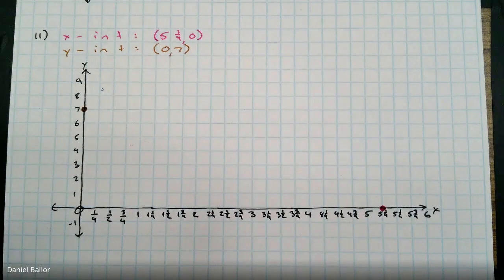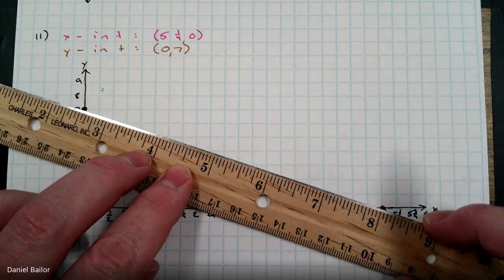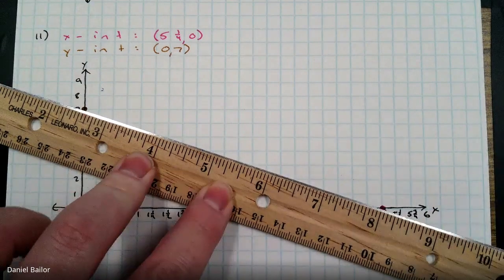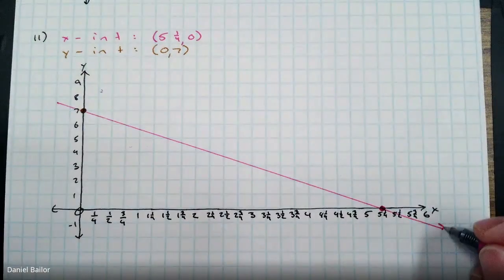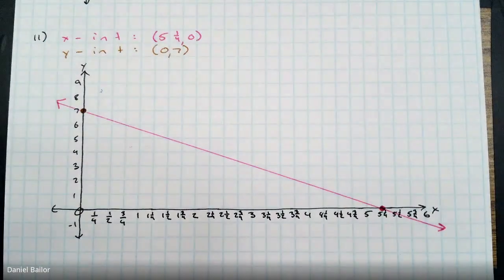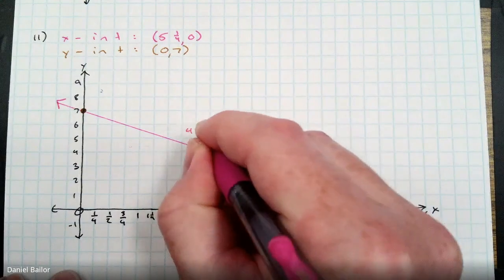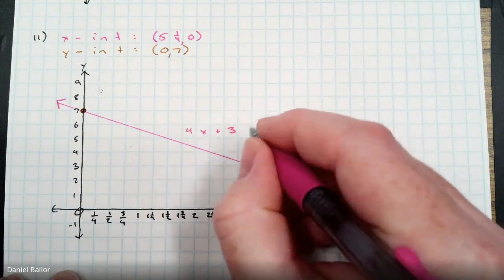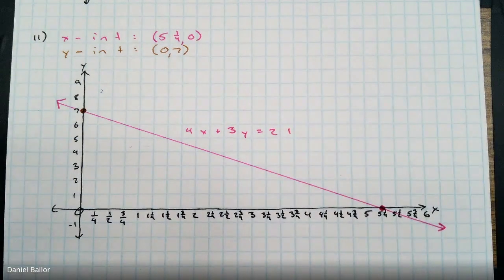Now I connect them to finish my line. Connecting them should go like that. And that is my graph. That shows me the equation 4x plus 3y equals 21. Now, I did tell you this is what your graph would look like if you used 1/4 intervals.